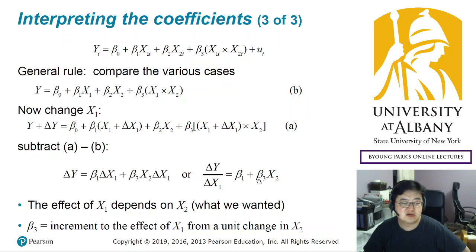So the idea is also the same. Differentiate. Say differentiate with respect to x1, then you get this derivative. The effect of x1 on y equals beta 1 plus beta 3 x2. So this is the effect. And as you can see, it's the effect of x1, but it depends on x2. So they have cross effect.